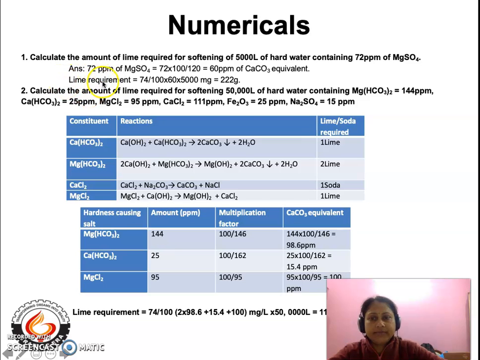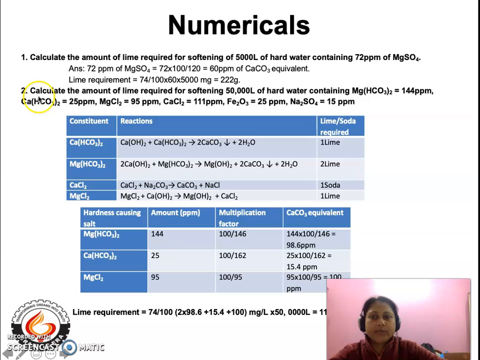before you calculate the amount of lime required. So now the lime requirement is 74, that is the molecular weight of lime, divided by the molecular weight of calcium carbonate, 100, into the hardness of the water sample, that is 60 ppm of calcium carbonate equivalent, into the volume of water treated, that is 5000 liters. So the total amount of lime requirement is 222 grams.